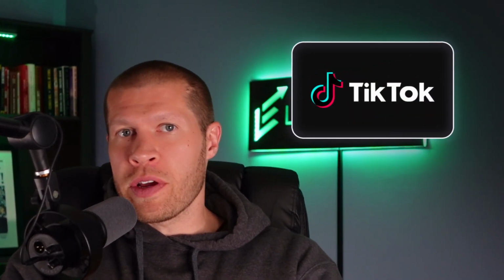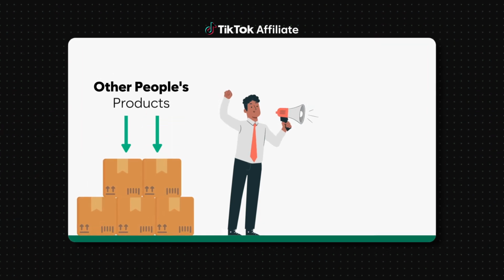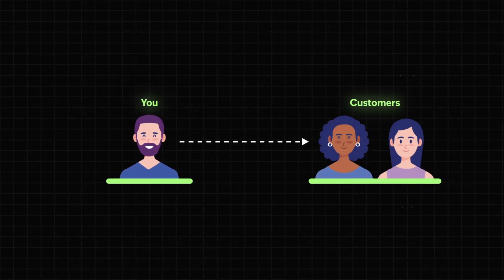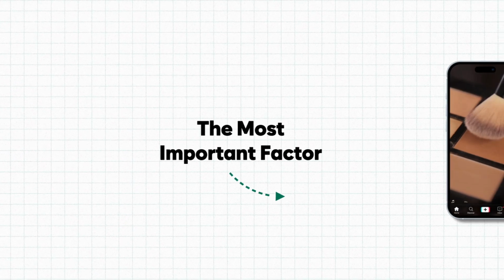TikTok is unlike every other platform, regardless of whether you're selling your own products via your shop or promoting other people's shop products as an affiliate. It's not a marketplace where customers can search for specific products and then compare different sellers and find the best option and offer for them. Instead, you are directly selling to customers with your videos, and while price does matter, it is not the most important factor. If I make a better video that gets more attention, I might sell more of a specific product than somebody with a better price that didn't get as much attention on their video.